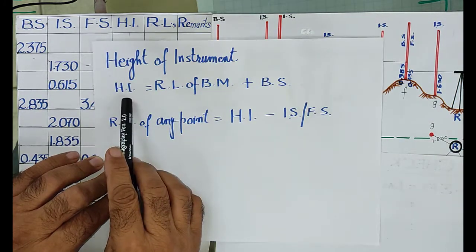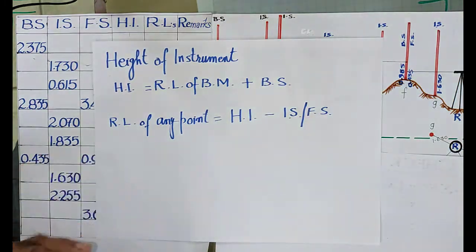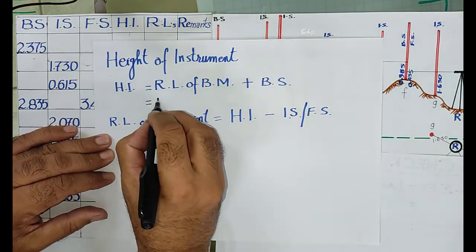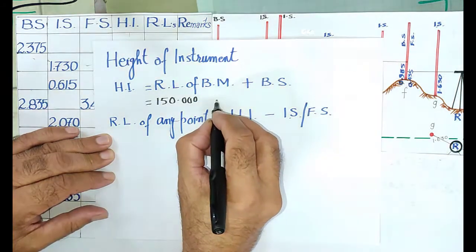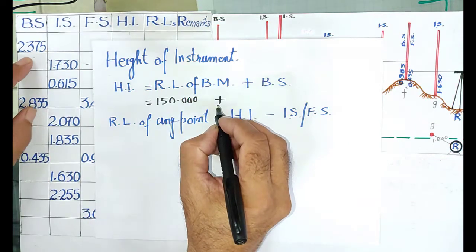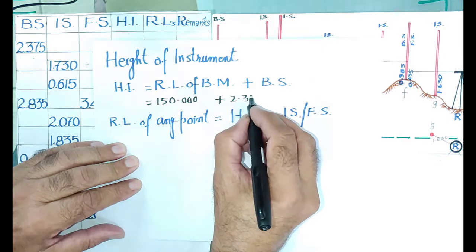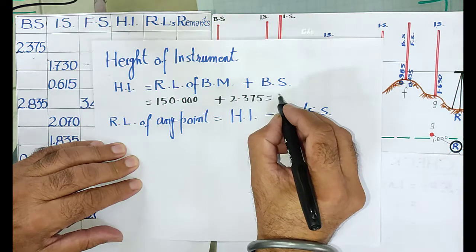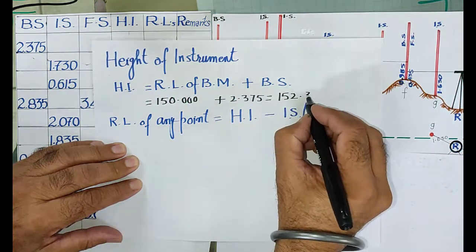Height of instrument is calculated as reduced level of benchmark plus backside. So here I will calculate the height of instrument. RL of benchmark is given as 150.000 and backside is recorded as 2.375. Add this 2.375. So height of instrument comes to be 152.375.